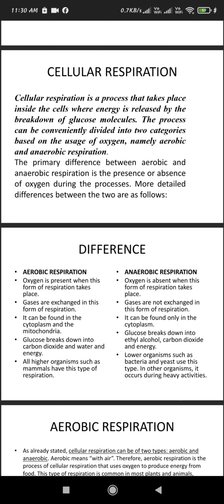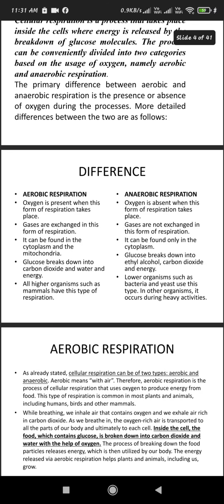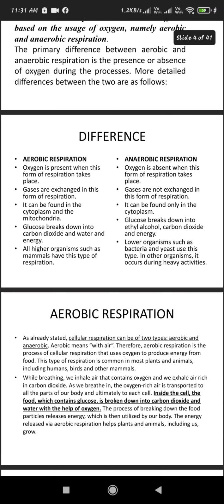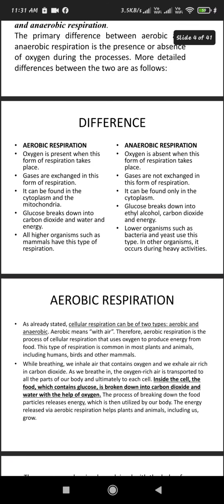Cellular respiration is further divided into two: aerobic respiration and anaerobic respiration. I told you earlier that aerobic respiration takes place in the presence of oxygen, and in anaerobic respiration oxygen is absent. In this, gases are exchanged, and in this, gases are not exchanged. Aerobic respiration occurs in cytoplasm and mitochondria, and anaerobic respiration can be found only in cytoplasm. In aerobic respiration, glucose breaks down to give carbon dioxide, water and energy. In anaerobic respiration, glucose breaks down to give ethyl alcohol, carbon dioxide and energy. Aerobic respiration takes place in all higher organisms and mammals, while anaerobic respiration takes place in bacteria and in your muscles when there is a lack of oxygen.